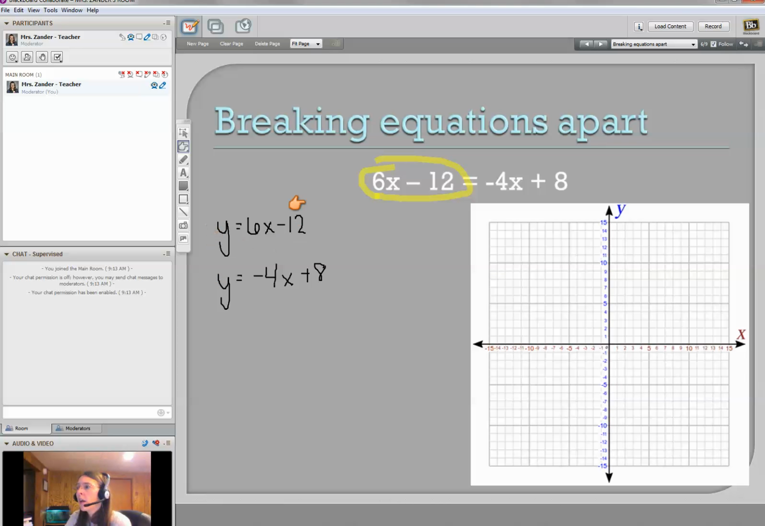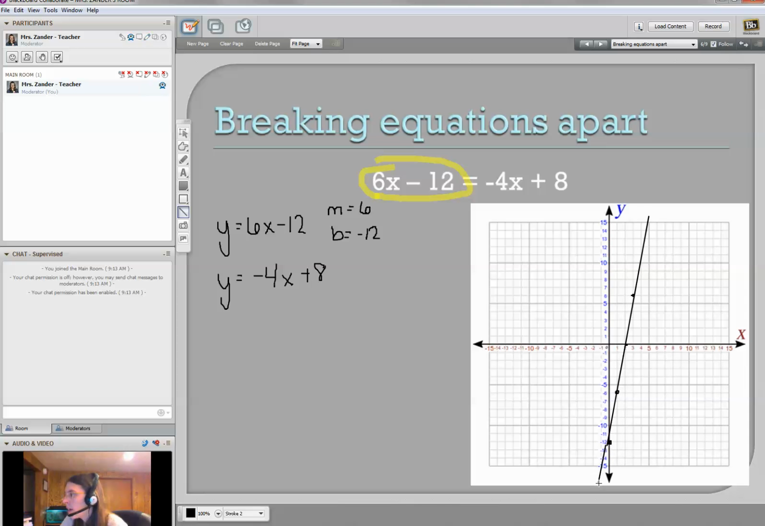So if I wanted to graph this first line, y equals 6x minus 12, I know that it's already in slope-intercept form. So my slope is 6. My y-intercept is negative 12. So I'm going to start right there. I'm going to move up 6 and 1 to the right. And I'm going to do that a couple of times before I actually connect those points, because I want to get a pretty accurate graph here.